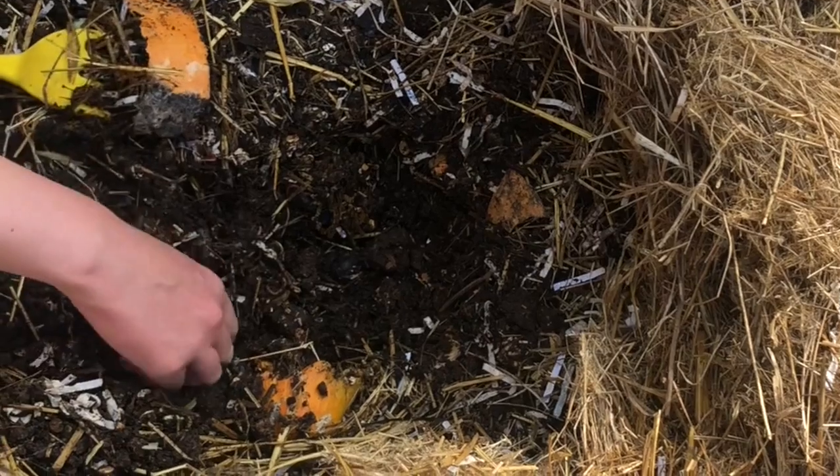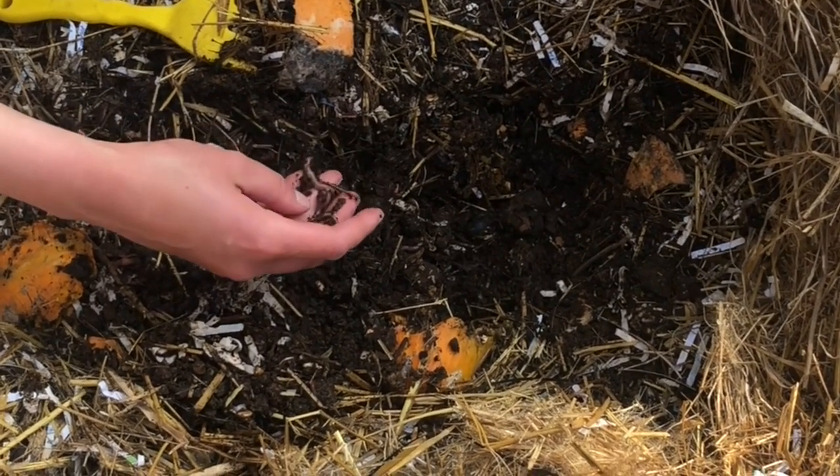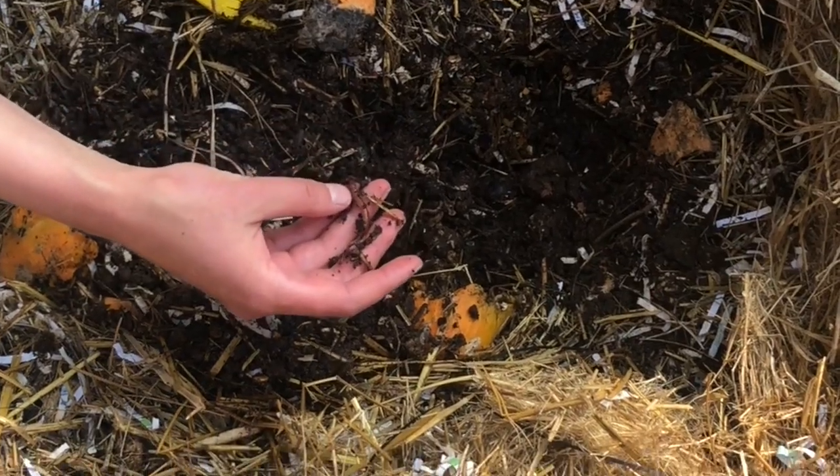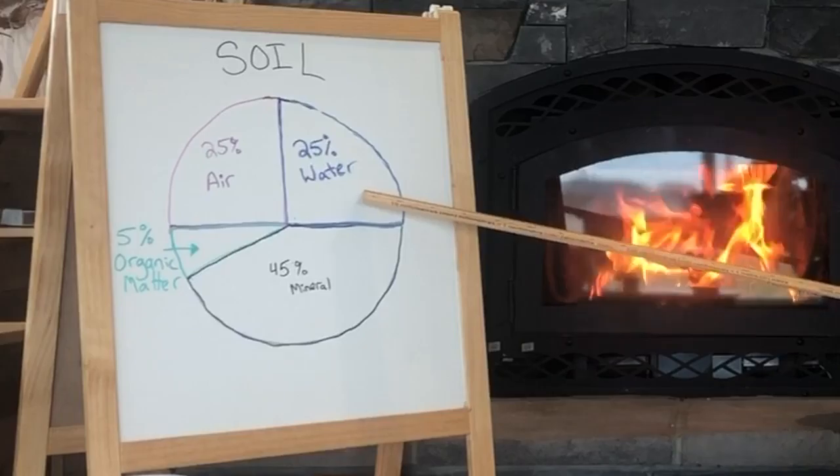Organic matter includes living and dead things like plants and bugs and microorganisms. Air is the stuff that's all around you. And of course, we know about water.